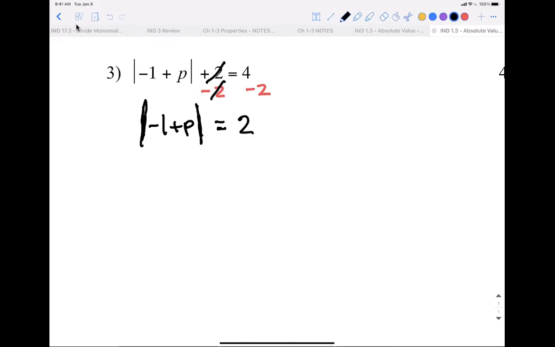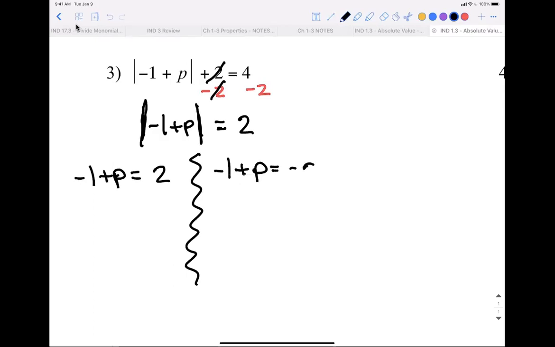Now my absolute value is isolated. So now I'm ready to break it into two separate problems. So I can drop the absolute value signs now, and I've got -1 + p = +2. And then I've got -1 + p = -2. Okay. And I'm going to work it twice. So since this is a -1, I'm going to add a +1 to both sides, leaving me p equals 3.